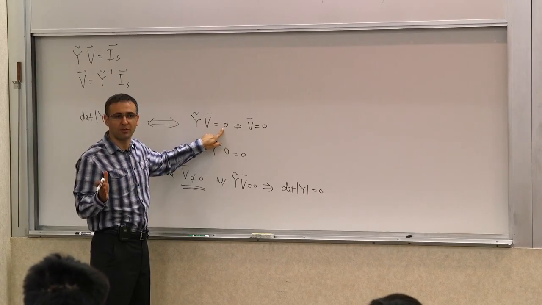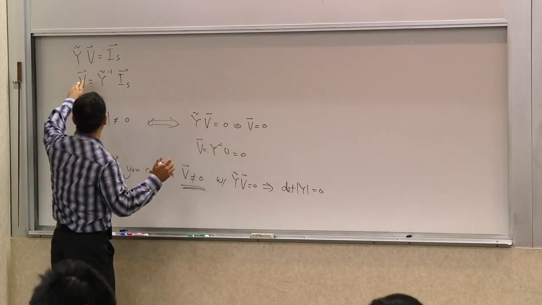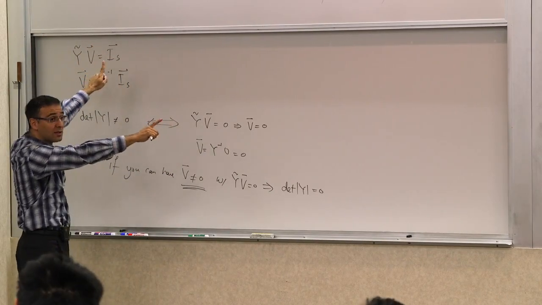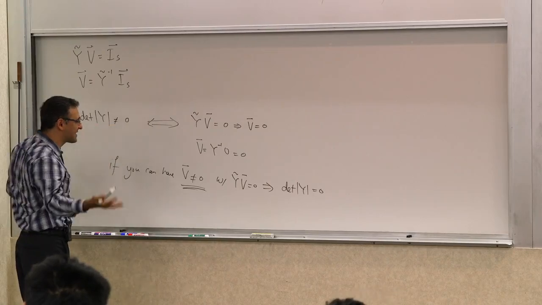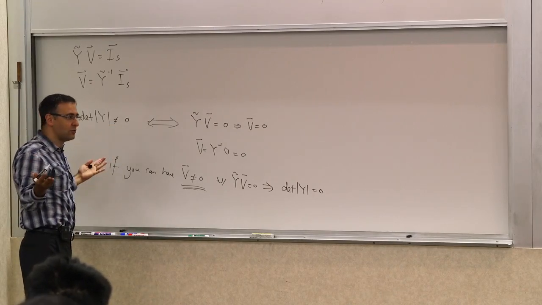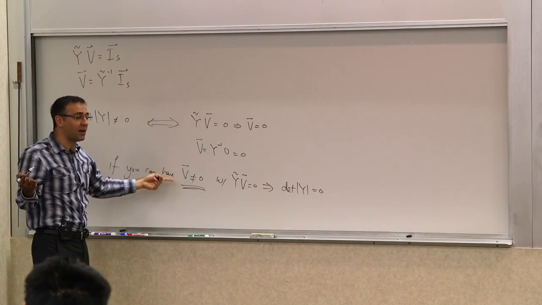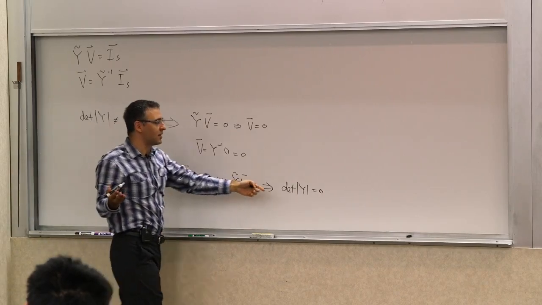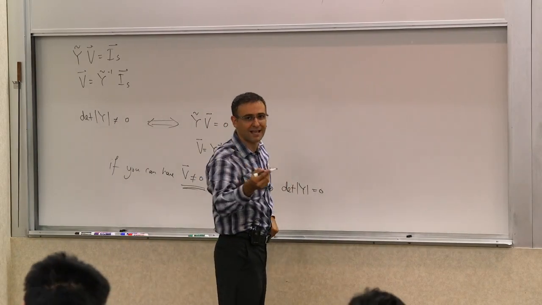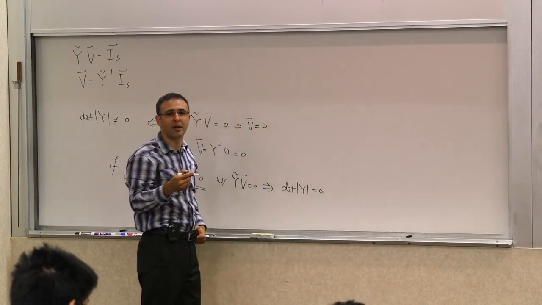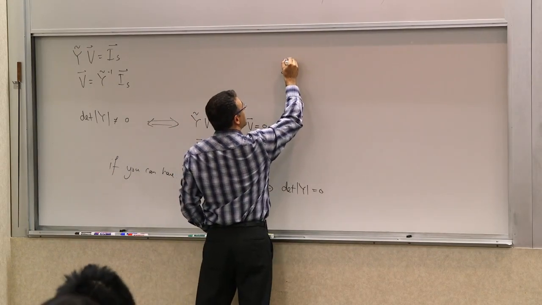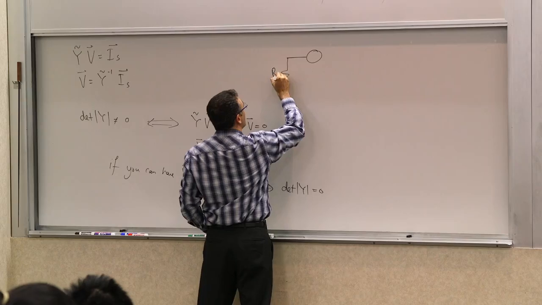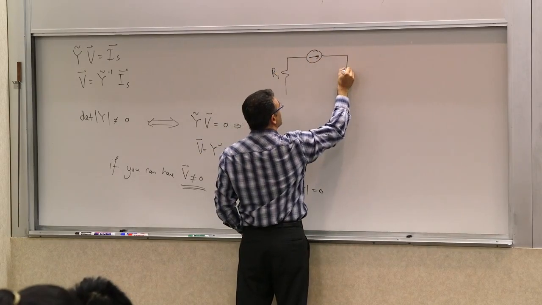No stimulus whatsoever, right? If you set all of your independent currents, not the dependent ones, the independent ones, to 0, and you can still have a solution where v is non-zero, then it means that this is not invertible. So let me show you an example, just to show you what this means. Think about this circuit. There are several examples.